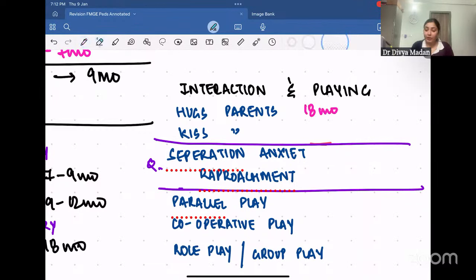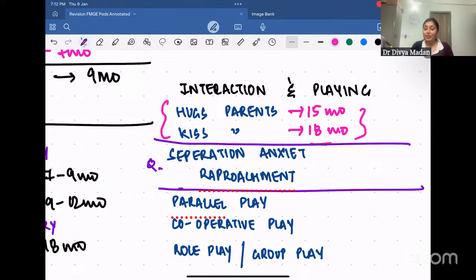By 15 months of age, the child hugs the parents. And by 18 months, the child kisses the parents. But sooner or later, parents have to leave the child away to go out and work, right? And after this intense love that has developed between the parents and the child, now finally the child has to face separation anxiety or approachment.